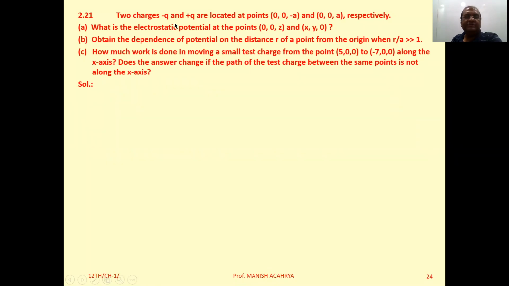2.21. Two charges minus q and plus q are located at points (0, 0, -a) and (0, 0, a) respectively. Question A: What is the electrostatic potential at the points (0, 0, z) and (x, y, 0)? B: Obtain the dependence of potential on the distance r of a point from the origin when r/a is very much greater than 1.